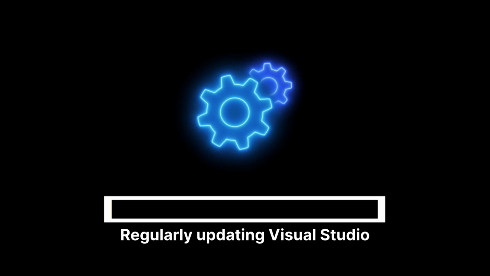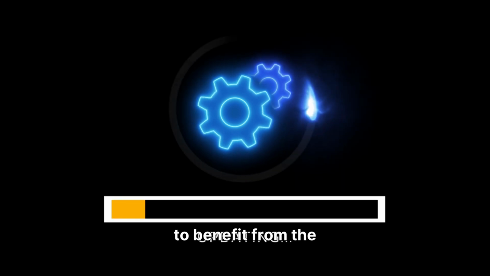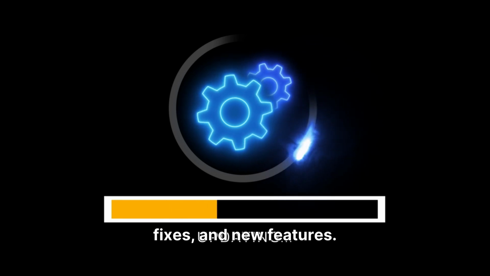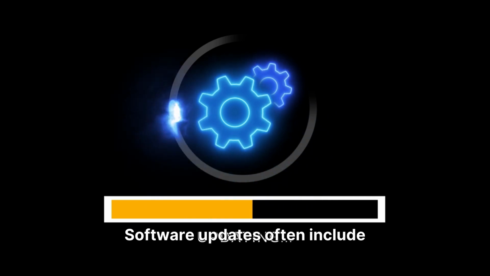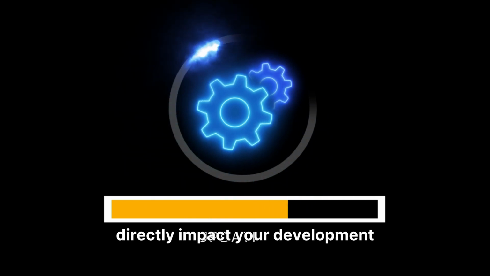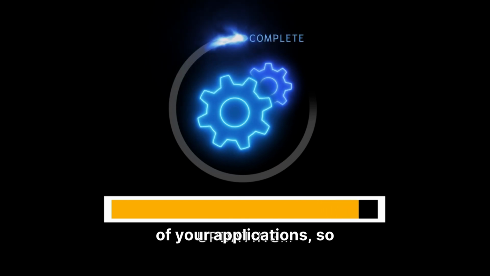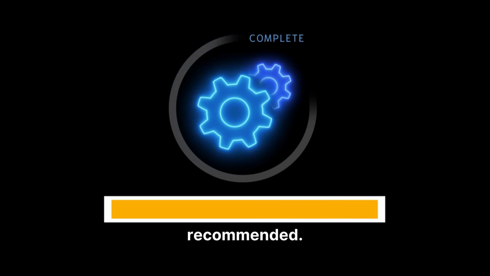Regularly updating Visual Studio and Unity is crucial to benefit from the latest performance enhancements, bug fixes, and new features. Software updates often include critical optimizations that can directly impact your development workflow and the performance of your applications, so staying current is highly recommended.